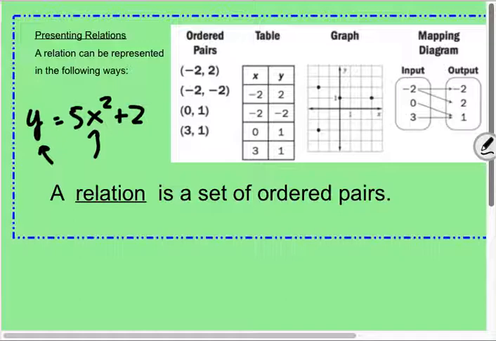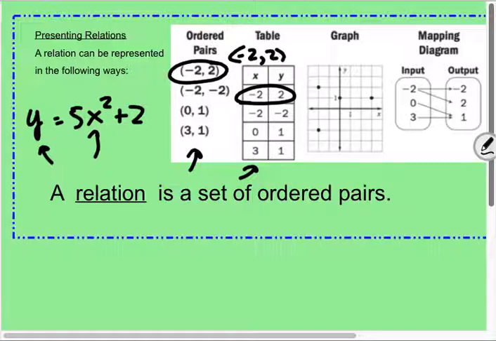You can also write relations in the following ways. Basically just a set of ordered pairs. As a table, but these are also ordered pairs. Like here you have the ordered pair (negative 2, 2). You could write this as an ordered pair negative 2, comma 2 also, and so on. Graphed, here's a set of ordered pairs. Negative 2, 2 is this point right here, and then you have all the other points also.